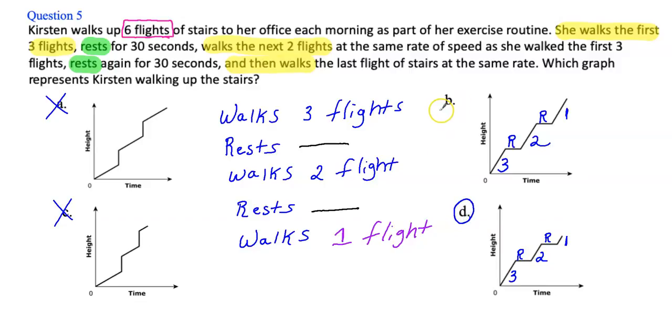If you look at B, this segment is about the same length as this segment, and that just doesn't make sense. That's why B is gone. Let's move on.